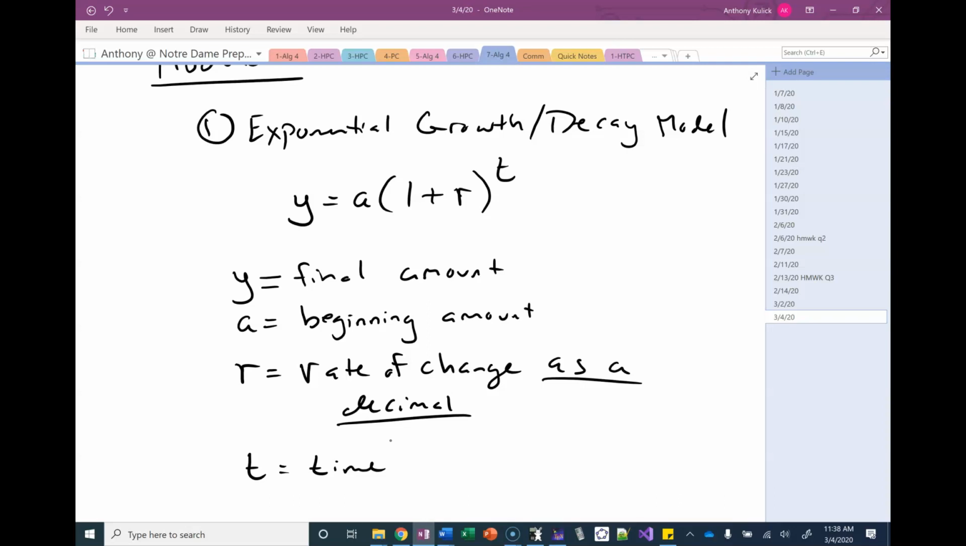So the first model that we're going to look at is called the exponential growth or decay model. And that equation is y equals a times 1 plus r to the t, where y is going to be the final amount, a is the beginning amount, r is the rate of change written as a decimal, and t is time.